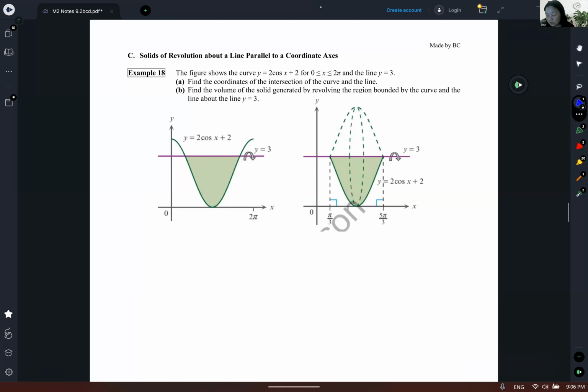y equals 2 cosine x plus 2, between 0 and 2 pi. This is 0. This is 0. This is 2 pi. From 0 to 2 pi. And the line y equals 3. That's the figure. Find the intersection. I'll just find the intersection first.